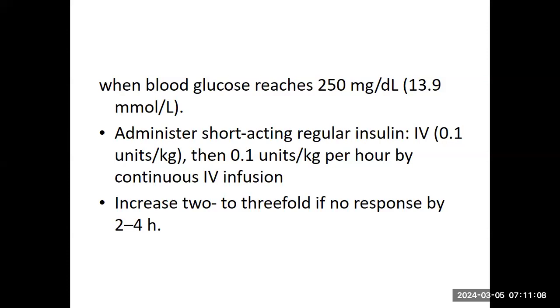It's also advised to use continuous IV infusion because it gives good control of the flow of insulin. So the rate of decrease of glucose will not be so rapid, to avoid complications like cerebral edema and fluid overload. Then increase 2 to 3 fold if there is no response by 2 to 4 hours. Next slide.